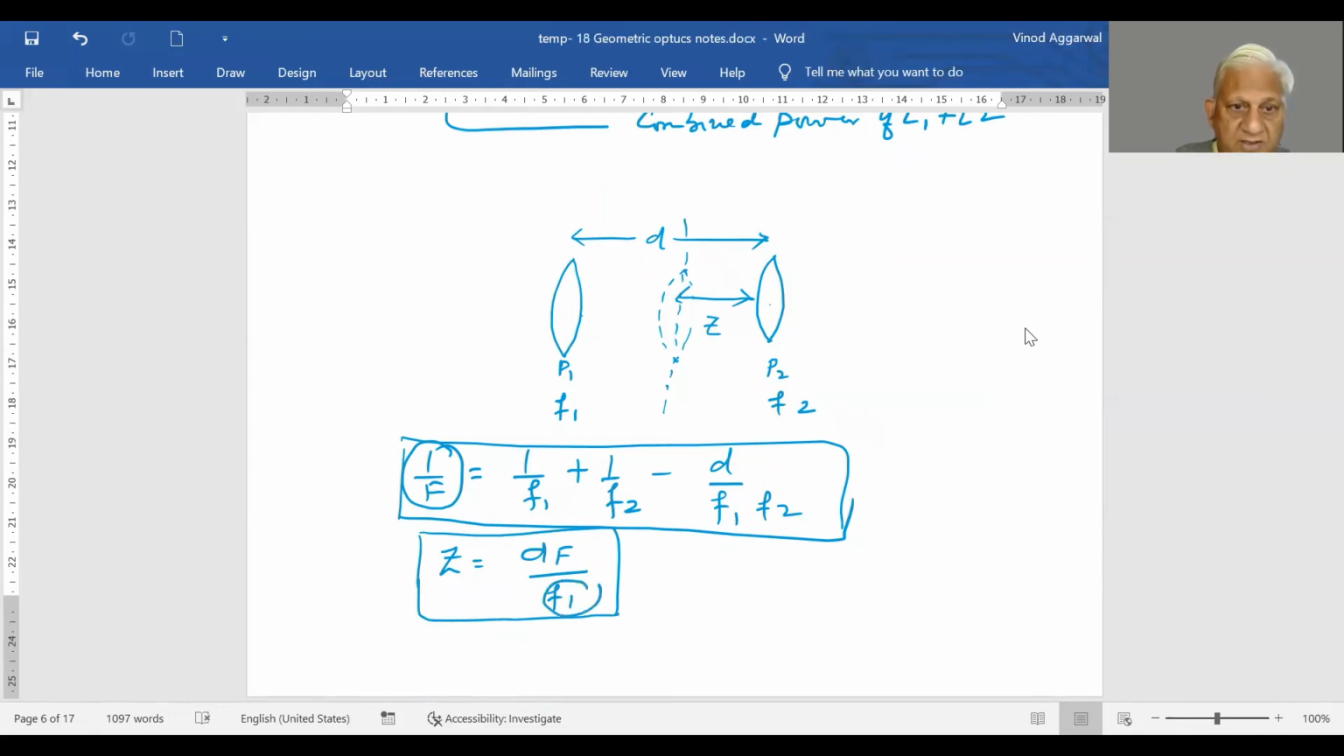If we take f1 as this lens, then we will take the distance from the other lens. And you can reverse it also. Here also the sign convention will be applicable.